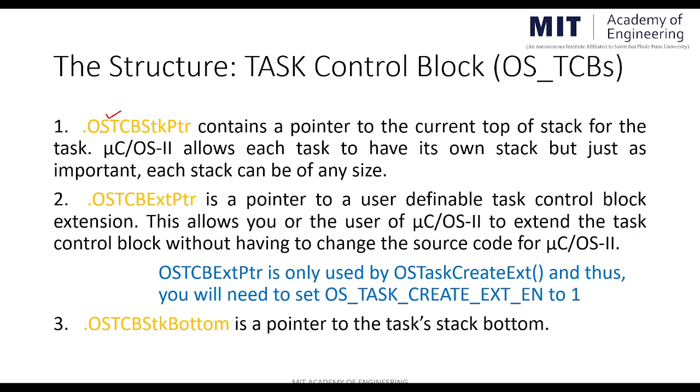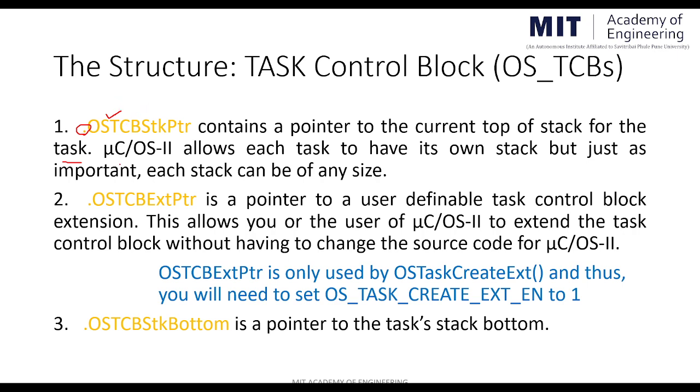The first member of the OS_TCB structure is OSTCBStkPtr. The dot over here indicates that this is a member of the structure. This is not a bullet, this is the dot operator used for a member of the structure. So OSTCBStkPtr contains a pointer to the current top of the stack for the task. Each task has its own TCB and its own stack.